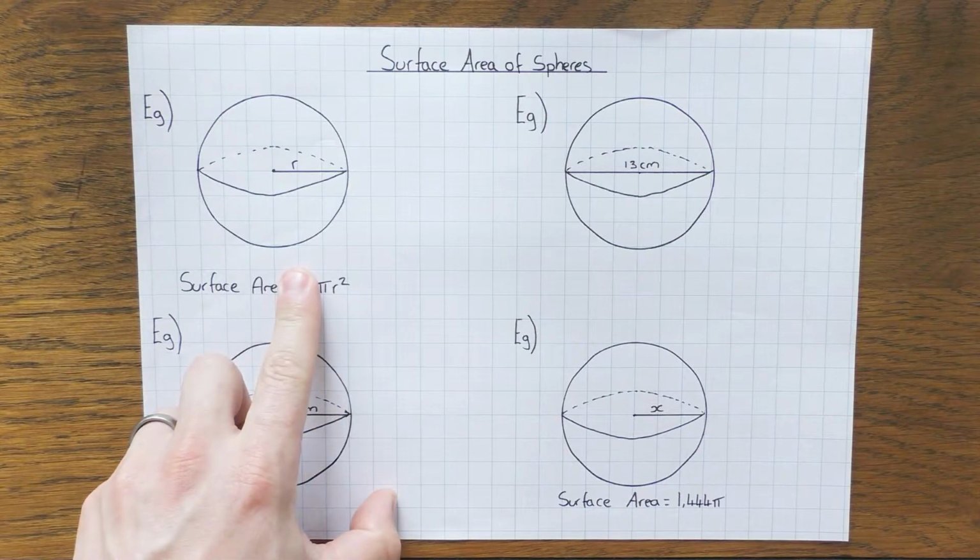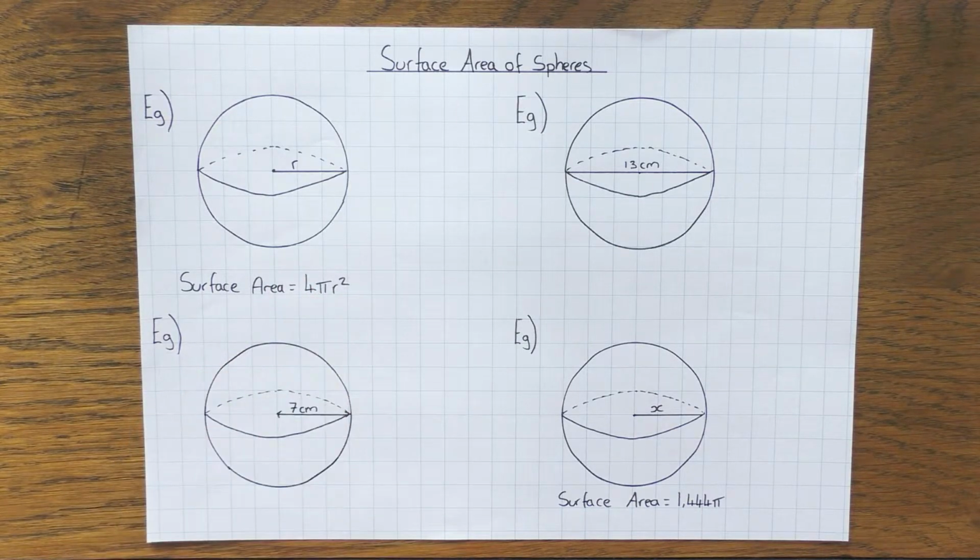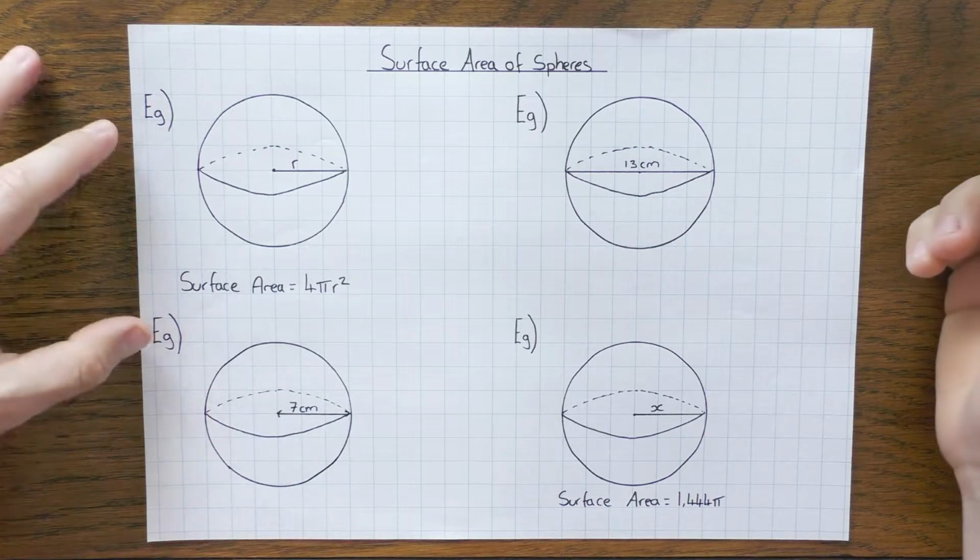Obviously the pi r squared is your circle formula, and to get the surface area of a sphere we just times that by 4. So it's a relatively easy one to remember. Alright, let's get cracking then. We're going to have a look at different examples here, nice and easy to start off with, and then slowly getting more tricky. So let's start off with this one.